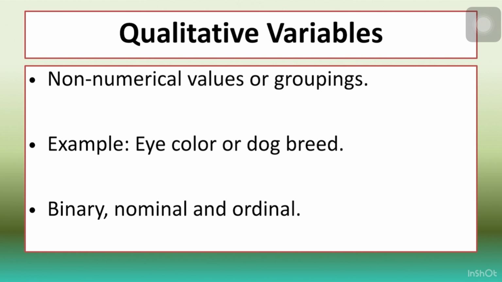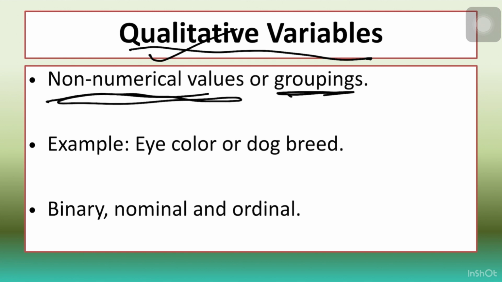Next we have the qualitative variable. That means you cannot count it. The opposite of the quantitative variable is your qualitative variable. We can say that it is non-numerical or grouping. Examples: eye color or dog breed. Over here we have three categories. First is binary. Binary means you simply ask yes or no. Whether the respondents like a certain product, the answer could be yes or it could be no.